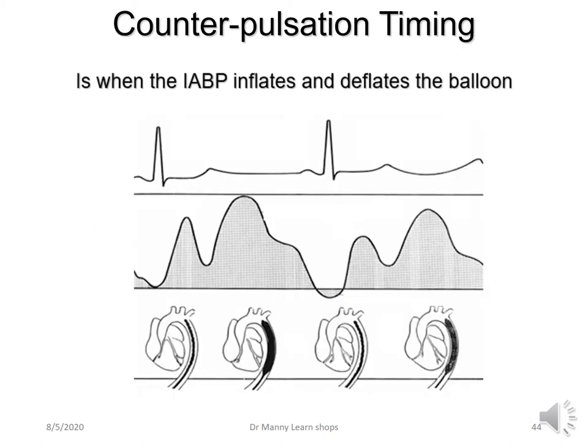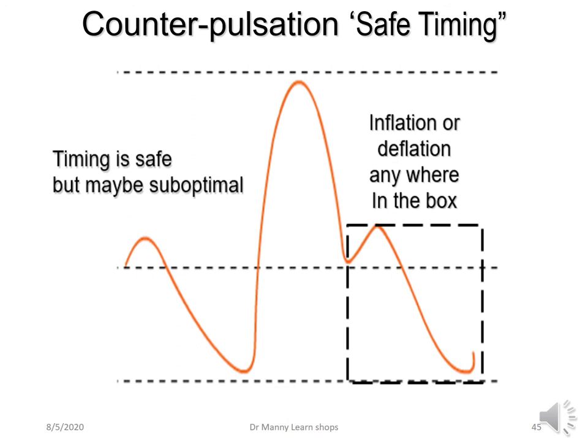So what then is counterpulsation timing? Well, basically, it's when the intra-aortic balloon pump inflates and deflates the balloon. You've got three types of counterpulsation timing: safe, unsafe, and suboptimal. Safe means, regardless of where you inflate or deflate, you can't typically hurt the patient, but it might be considered suboptimal, not the best that you can provide. And then you've got unsafe timing, which means if you inflate and deflate the balloon in these areas, this can potentially put the patient at risk.